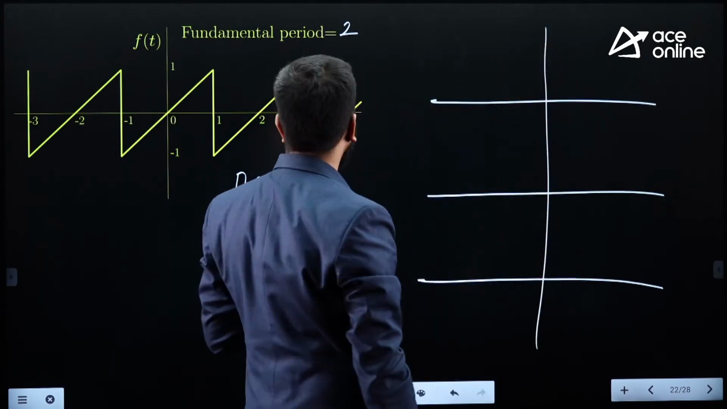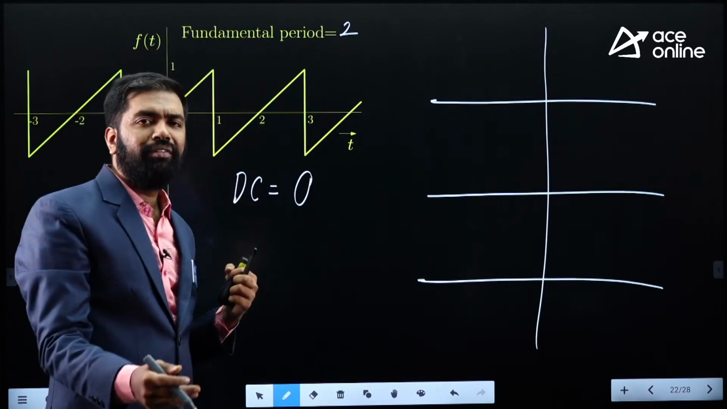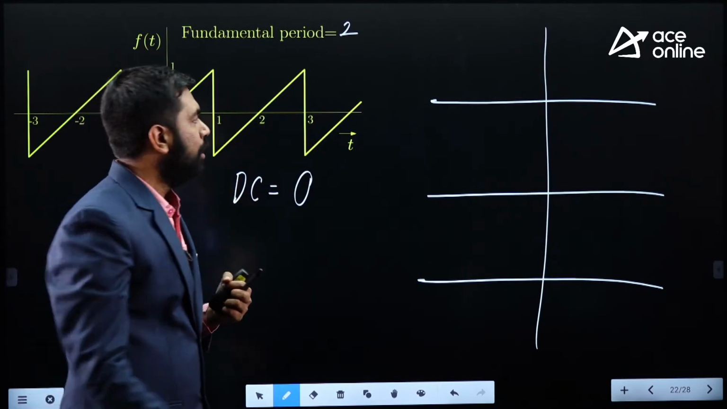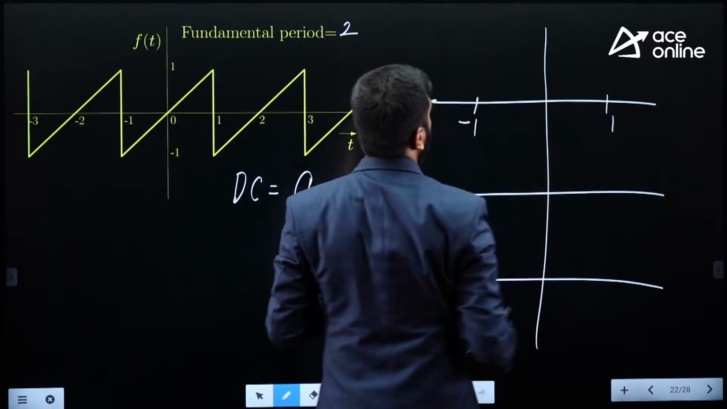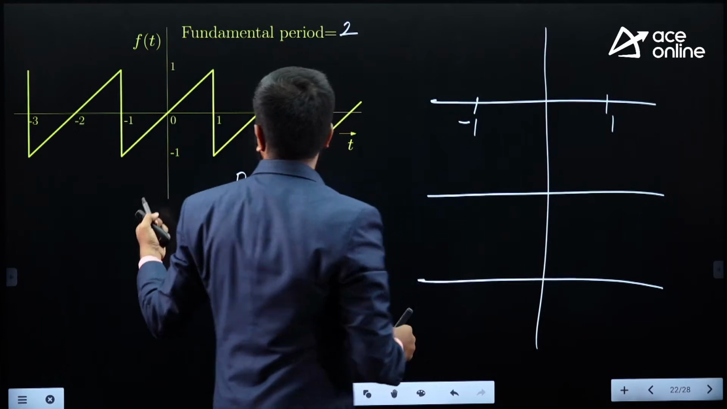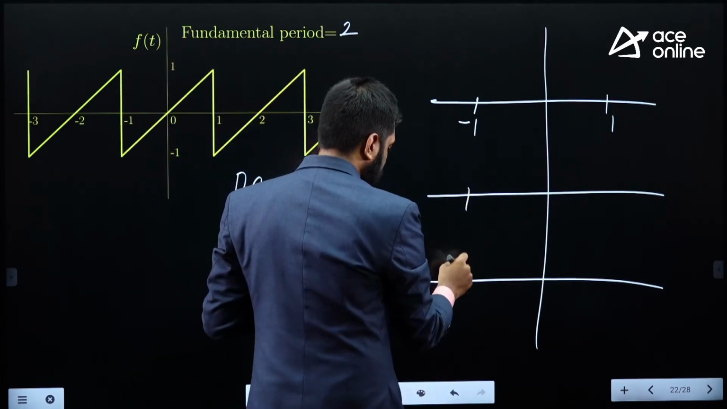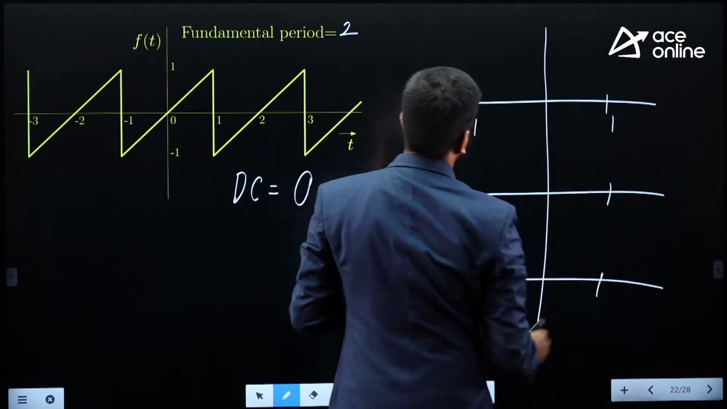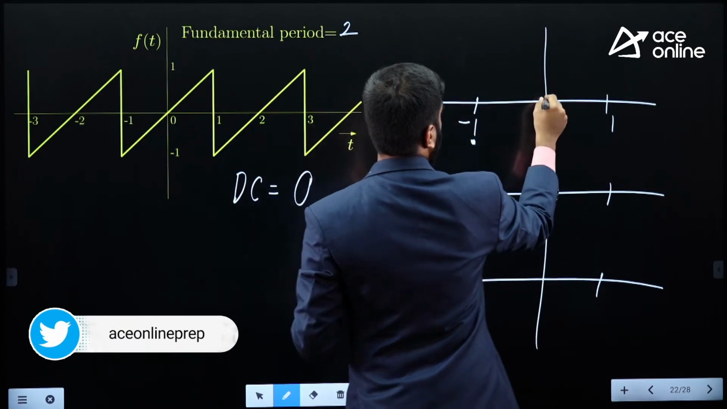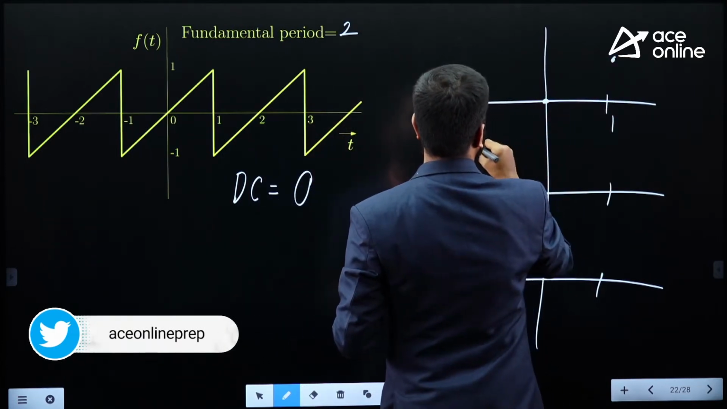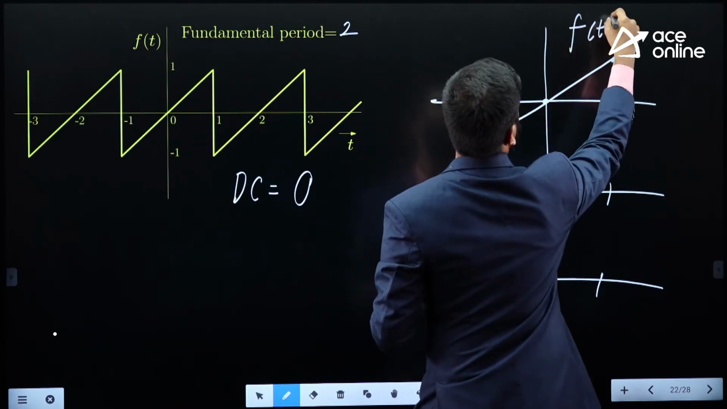So I'm going to draw f of t. I'll draw from -1 to 1, which covers one fundamental period. So let's draw it. This is -1. Let's say this is 1. Okay. So now from -1 to 0, this is something like this. Let me also mark this. So how is the signal? It's like this in one of its fundamental periods. So this is f of t.